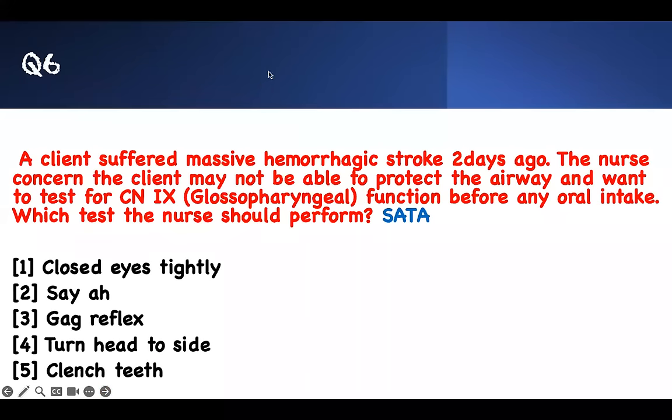Number 6. Like I said, these are straightforward, but I want to show you what they can do to you. Select or apply. That means there's more than one answer choice here. Pick those that you know you're very confident about, 99.9 or 100.1%. What is the problem? Which test should the nurse perform? A client suffered a massive stroke 2 days ago. The nurse is concerned that the client may not be able to protect the airway and wants to test for cranial nerve 9, glossopharyngeal function, before any oral intake.